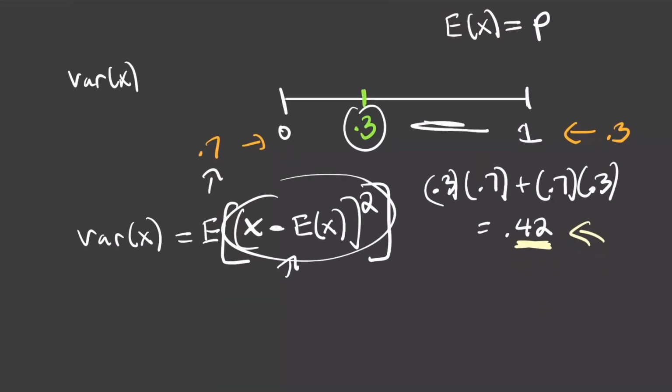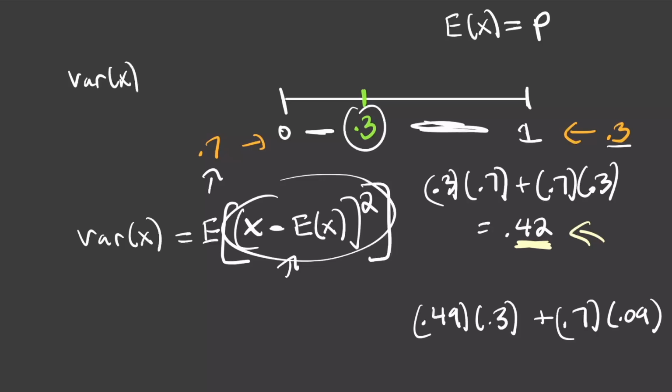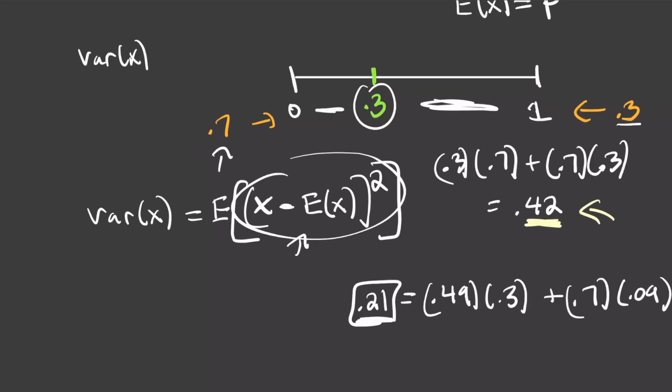Well, we know this distance here was 0.7, so the squared distance is going to be 0.49, and that happens 30% of the time. And then the other 70% of the time we get 0.3 distance, and we have to square that, so we get 0.09. So that's going to be equal to 0.21, so that tells us that our average squared distance is 0.21 in this case. Okay, so that was the variance when p is equal to 0.3, but now let's think about it for general p.